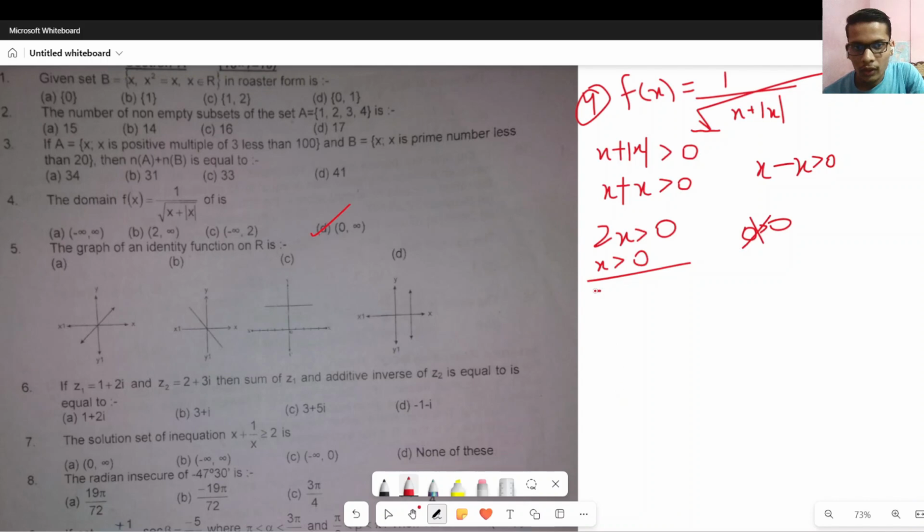Now moving towards the next question, that is the fifth question. We are asked for the graph of the identity function. I hope you all know, the first part will be the correct answer.